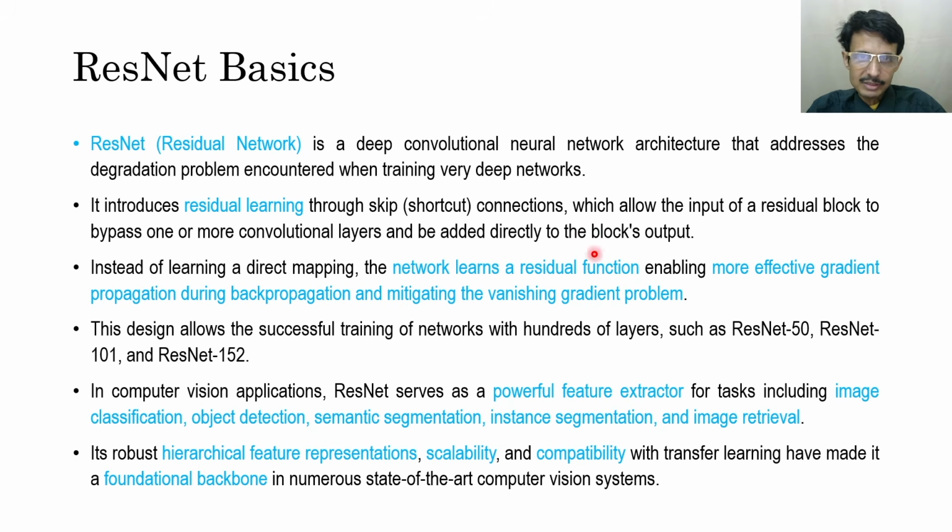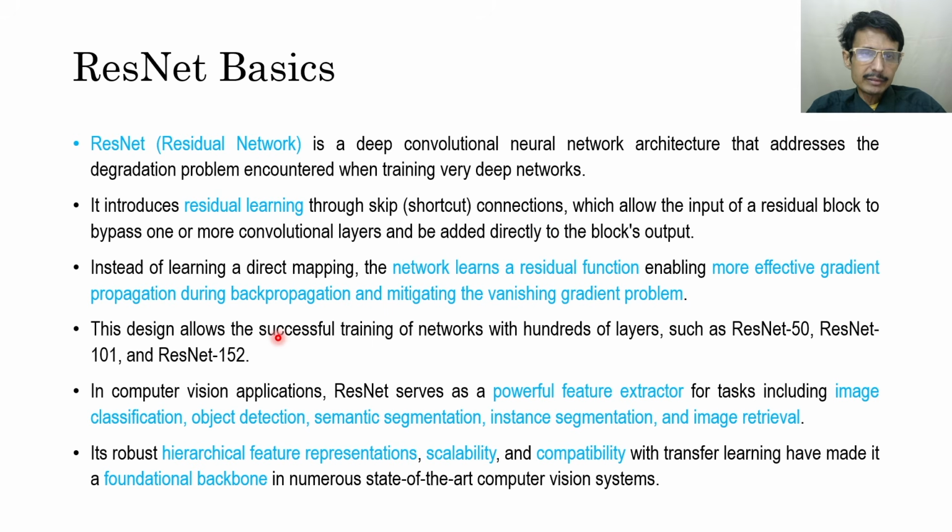That we have to understand. What is the residual function? This enables the network to have more effective gradient propagation during backpropagation, which mitigates the vanishing gradient. So two or three things we have tried to understand in this module of the lecture: what we mean by residual learning, and how residual learning is being done by a function through a mechanism called skip connections.